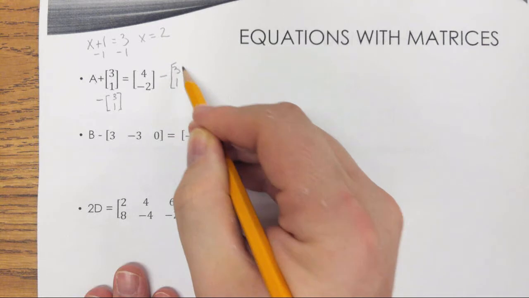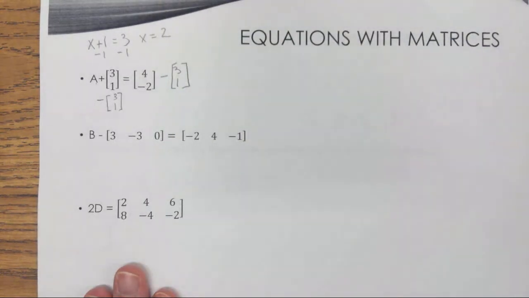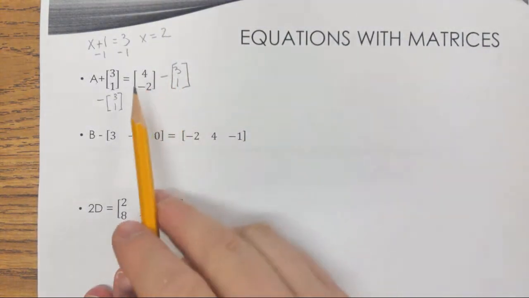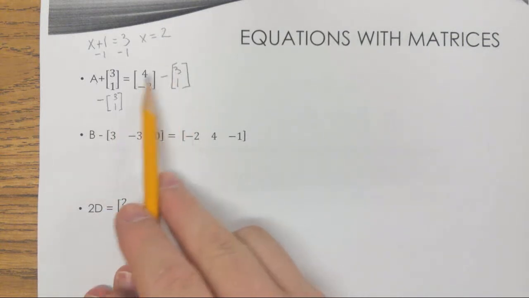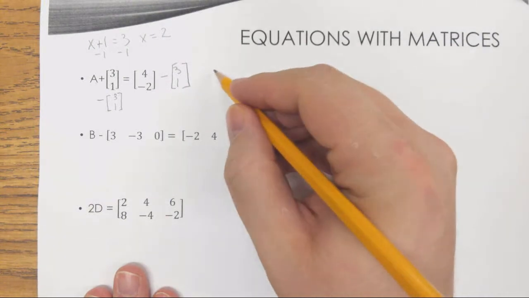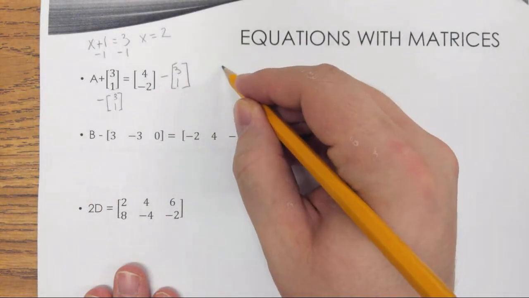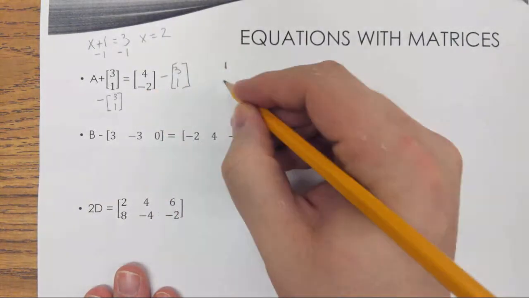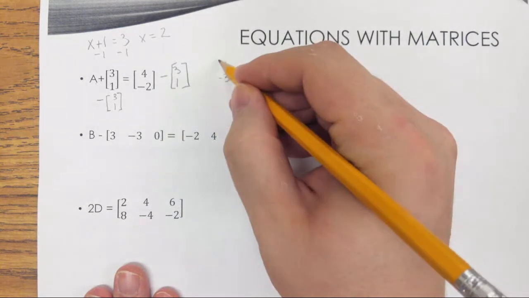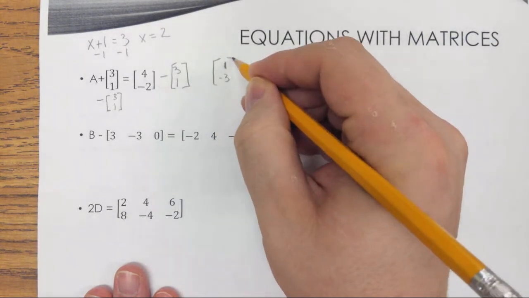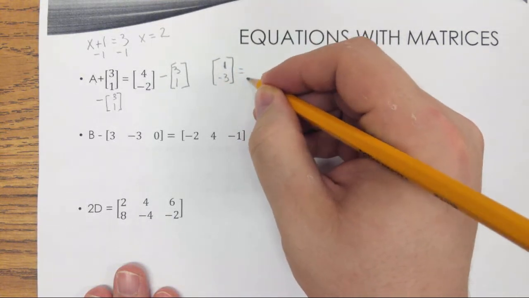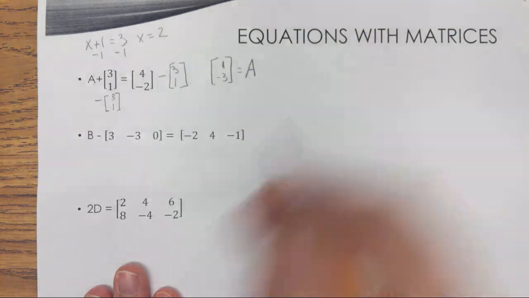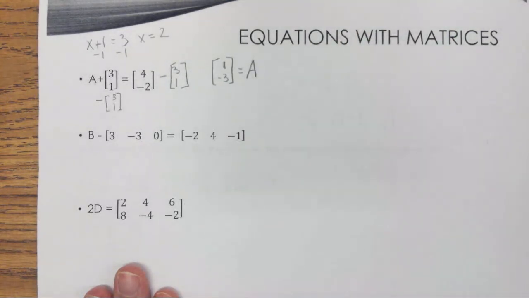Just like that. Okay. We know from earlier in this unit how to subtract matrices. I just subtract the elements. So 4 minus 3, that's 1. Negative 2 minus 1 is negative 3. So then I get 1 over negative 3, that's what matrix A is. Okay, that's not too bad.